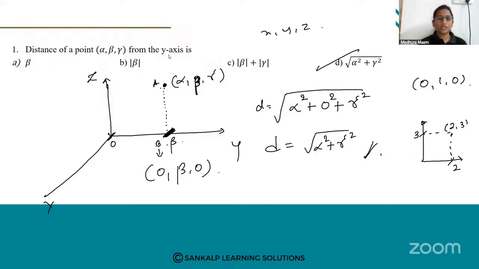Simple. What was given? The distance from the y axis. This distance will be your distance from the y axis. So if we take the end point, one point will be on the y axis. So that would be 0 beta 0.